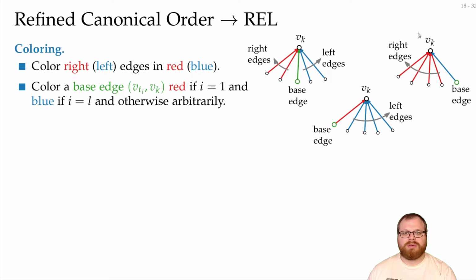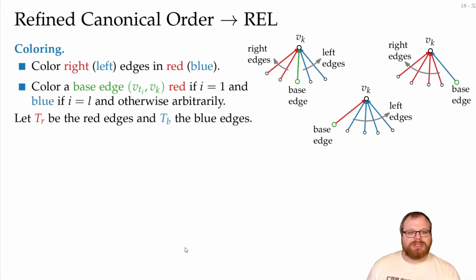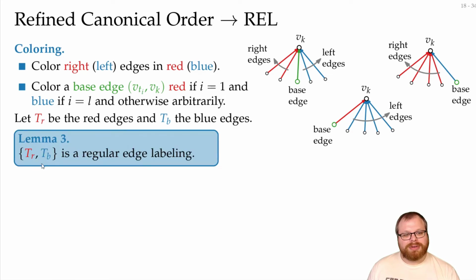Remember, in the regular edge labeling, we want at least one outgoing and one incoming blue, and at least one outgoing and incoming red. If we would color this red here, then we would not have a blue incoming edge. But in this case, it does not matter. So now every edge has a direction and a color, which gives us two trees, the red tree and the blue tree. And we will now show that this is a regular edge labeling.